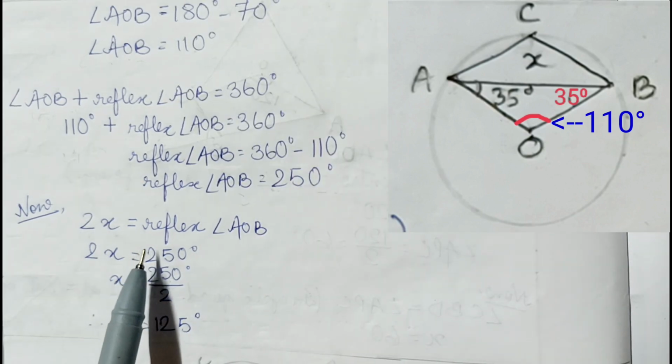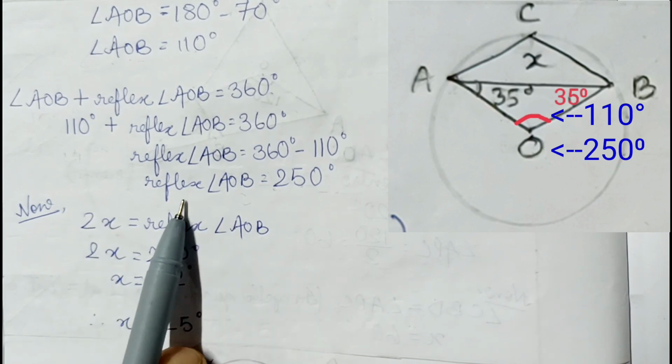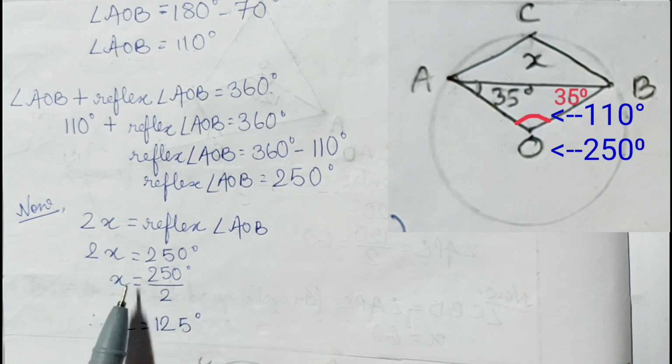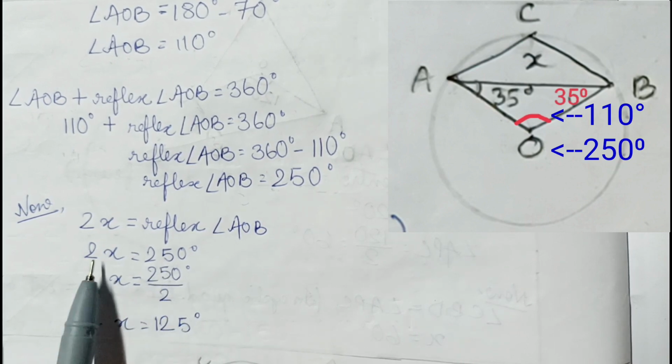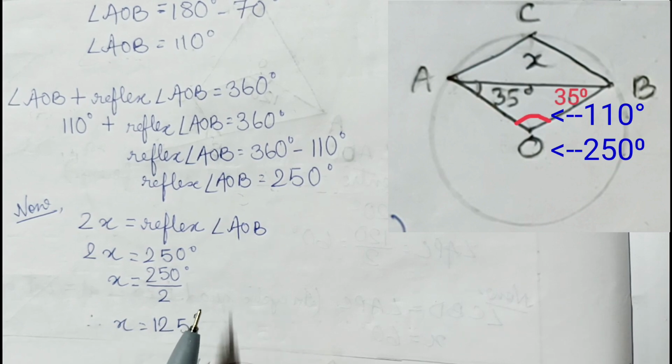We know the angle at the center is twice the angle in the remaining part of the circle. So twice of x will be reflex AOB. We got reflex AOB 250. So twice of x will be 250. That means x equals 250 divided by 2, which will give 125 degrees. Therefore, the value of x is 125.